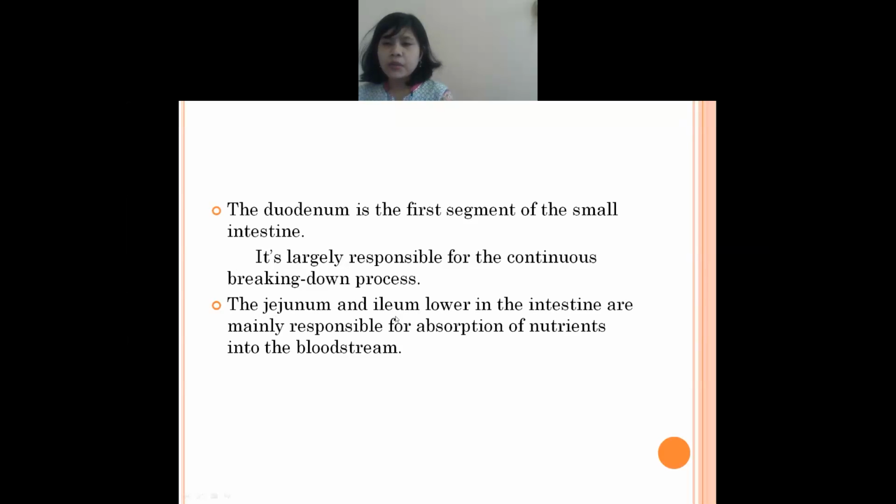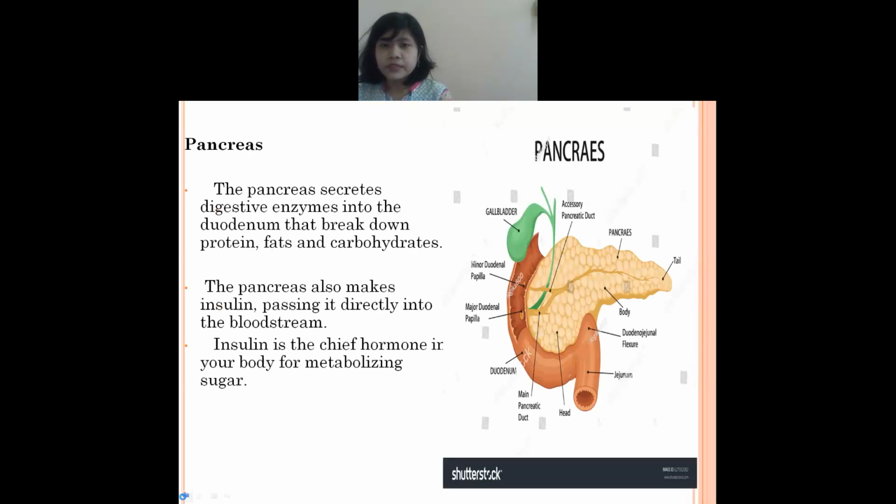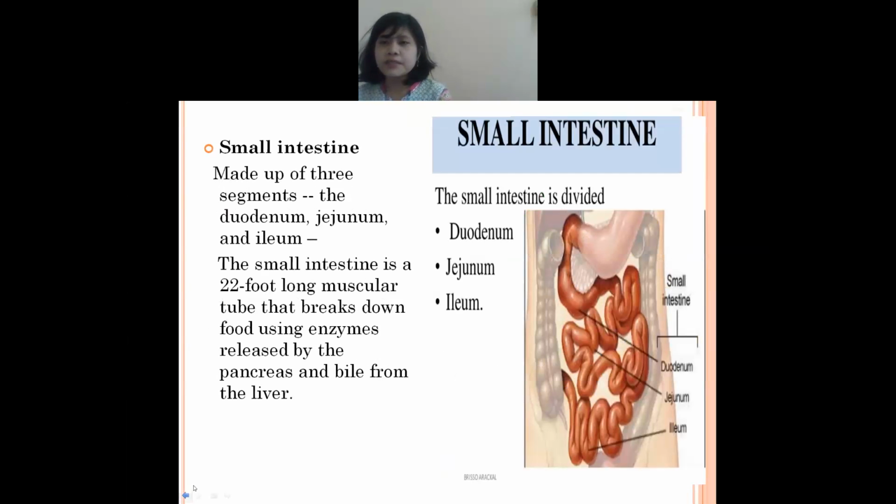And the second ones, the jejunum and the ileum, what will they do? They will absorb the nutrients which are coming from the duodenum. After absorbing, where will they go? They will supply them into the bloodstream. Did you understand about the small intestine?